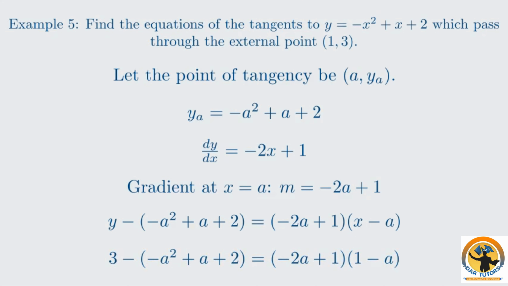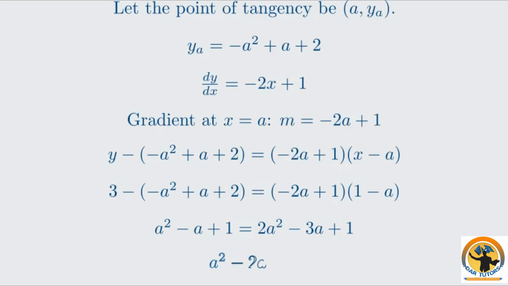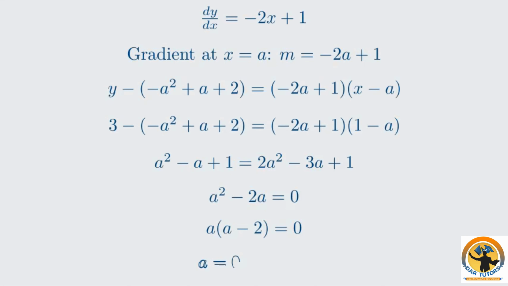Let's solve it. Expanding both sides gives a squared minus a plus 1 equals 2a squared minus 3a plus 1. Rearranging gives a squared minus 2a equals 0. Factoring gives a times the quantity a minus 2 equals 0. This means a equals 0 or a equals 2. There are two possible points of tangency.